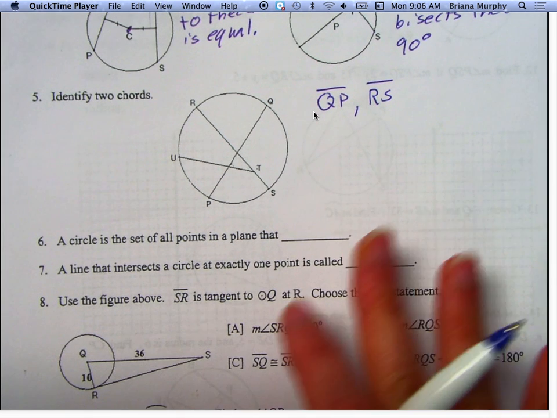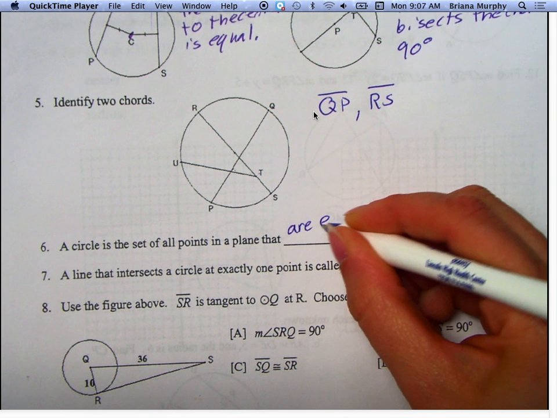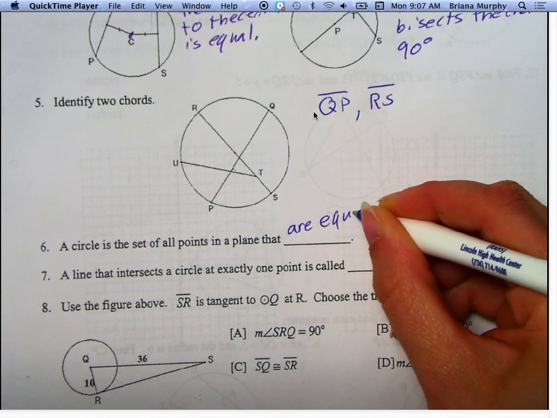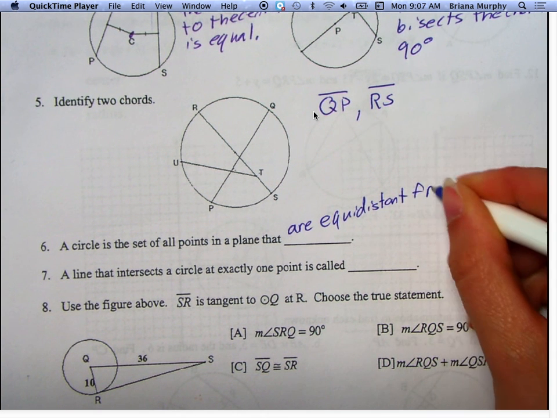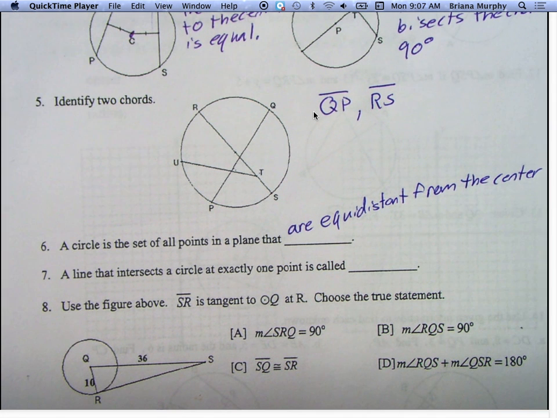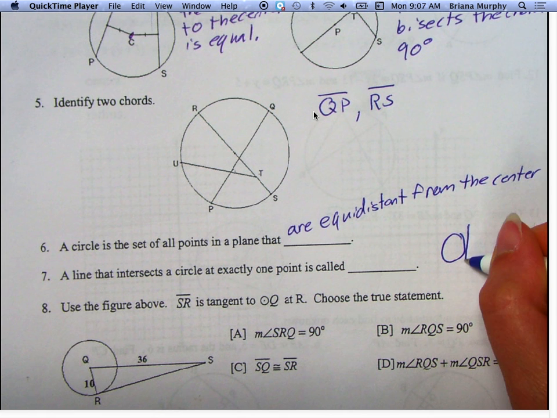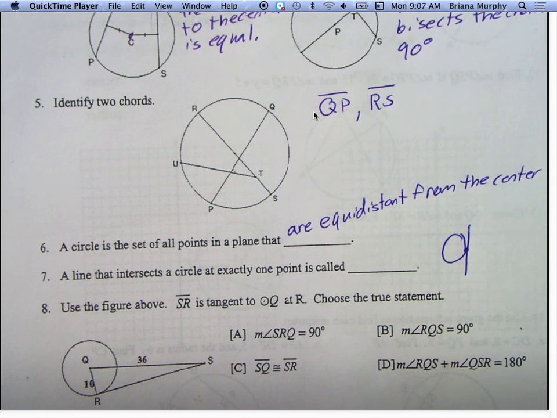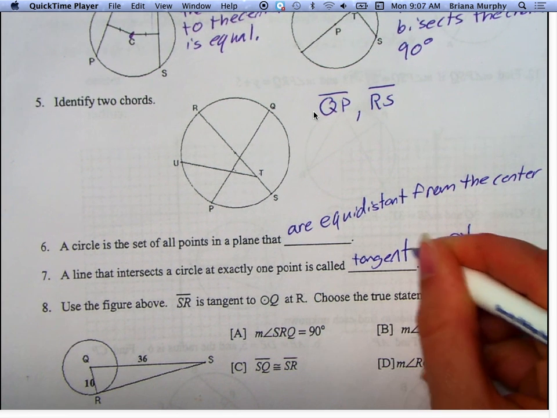6, a circle is the set of all points in a plane that are equidistant from the center. This is on the first page of your circle book too. What does equidistant mean again? Equal distance. A line that intersects a circle at exactly one point is called a what? If I saw a circle, and I have a line that intersects it at exactly one point, what do I call that line? Tangent. Okay.